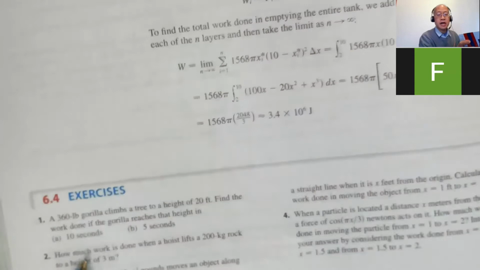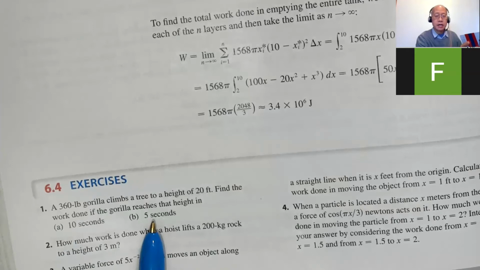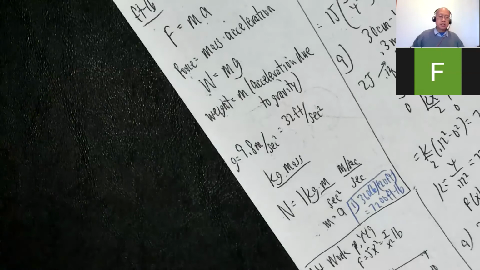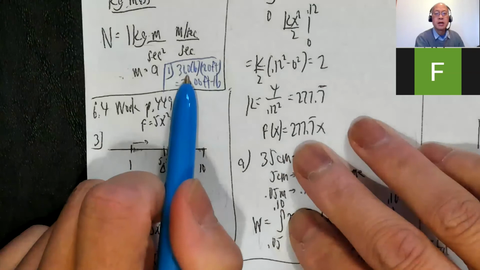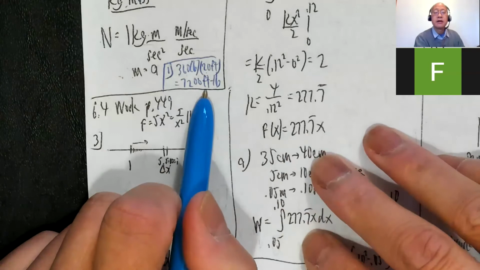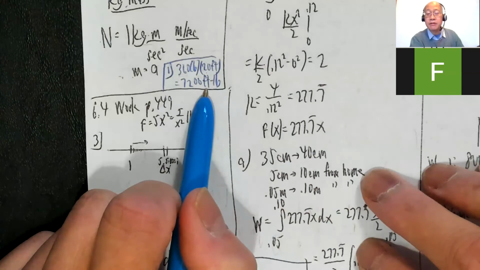Doesn't matter if it's 10 seconds or 10 hours or 10 years or 5 seconds. The work is force times distance. So I just multiply force times distance for the gorilla. So the gorilla is 360 pounds times 20 feet, which is 7,200 foot-pounds, done, finished. That's it. So what about the time, 10 seconds or five? That is irrelevant. It's the same amount of work.